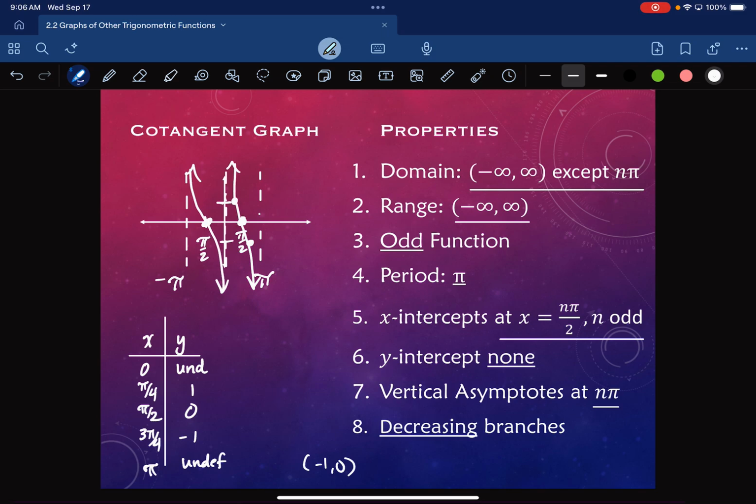The period is pi, right? They're repeating every pi value. So we see from 0 to pi, we have a full branch or a full cycle of our function. Our x-intercepts are actually at the half pi values, so pi over 2 kind of values, all the odd ones, because if you do even ones, then they divide and they become a whole pi. So all the odd pi over 2 values. There's no y-intercept because there's an asymptote there. And our vertical asymptotes, in fact, are at all of the whole pi values, so n pi, and our branches are decreasing.